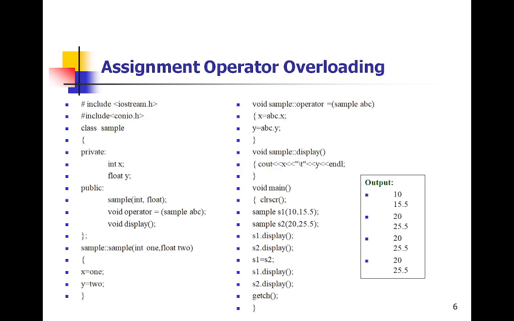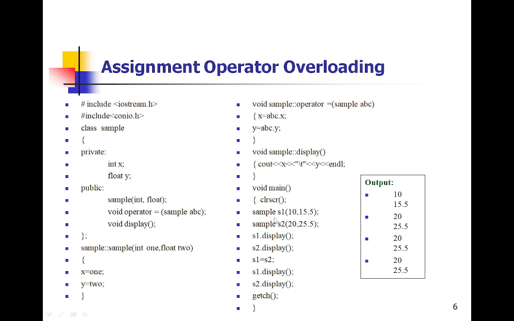Then the next one is the assignment operator. Normally, the assignment operator is used so that whatever value is on the right side of your statement is assigned to the variable on the left side. Similar to that, let us discuss the assignment operator from the main function. Here for the sample object s1, we are passing two arguments, 10 and 15.5.